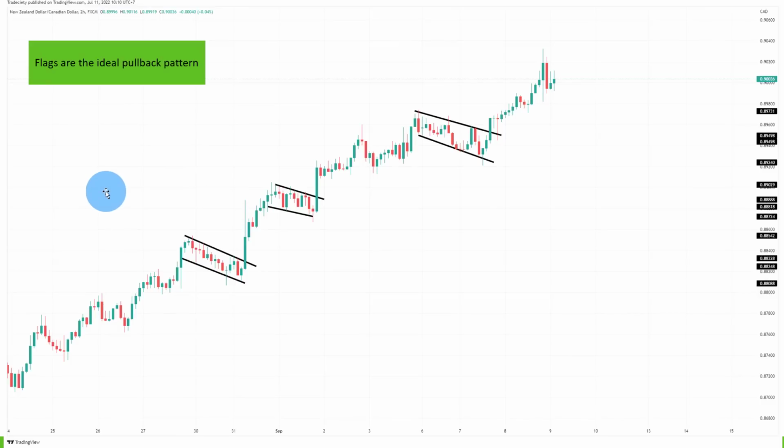Flags are also a great, ideal pullback pattern. If you are into trend trading, always consider trading or at least studying flags. Especially, what I would recommend in this context is a moving average, and look for flags into the moving average, or what also works really well is flags into a pivot point. I made many videos about pivot points. You can look them up on my YouTube channel.